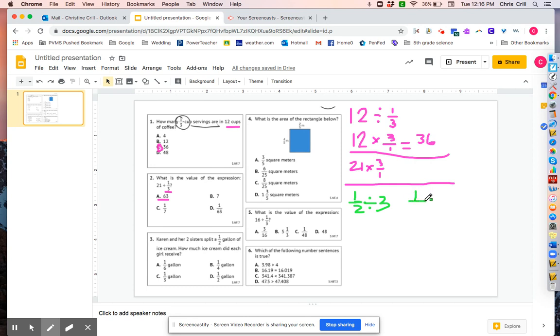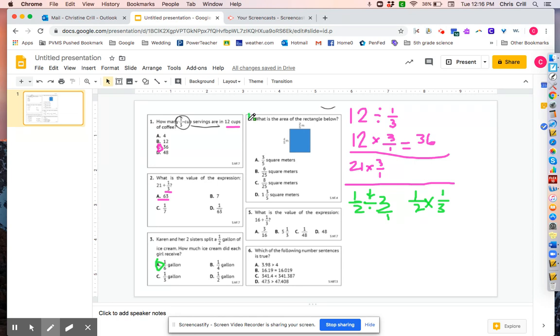We're going to take our 1/2 and change our division into multiplication. And this time, 3 ones becomes 1/3. 1/2 times 1/3 is equal to 1/6. So let's make sure that makes sense. If Karen and her 2 sisters are sharing a 1/2 gallon of ice cream, we've divided up this 1/2 gallon into 3 servings, so each of them would receive 1/6 of the gallon of ice cream.